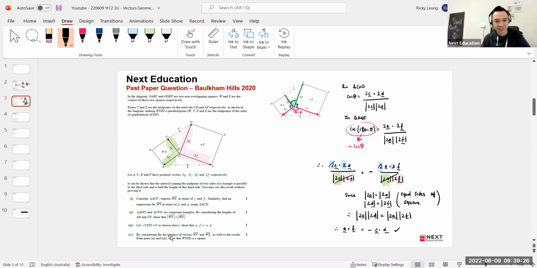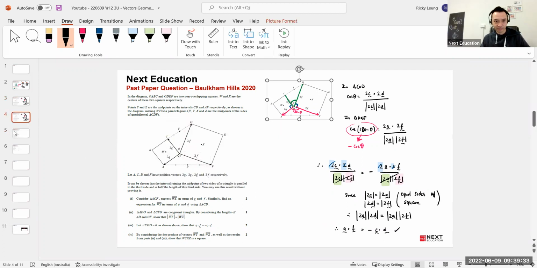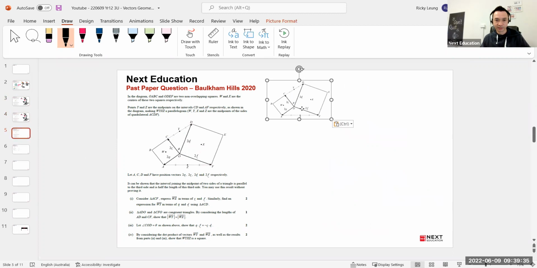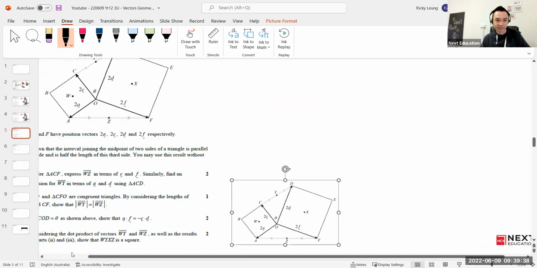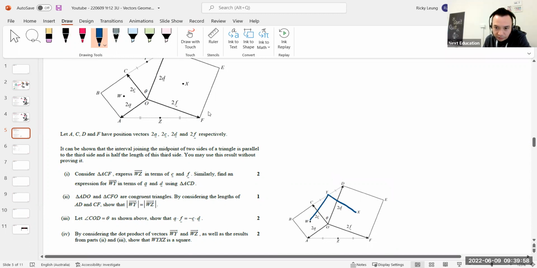I feel like I've run out of space again, so I'm just going to copy this guy. Next slide. Fresh diagram. All right, let's do it. Last question. By considering the dot products of WY and WZ, as well as the results from 2 and 3, prove that the quadrilateral in the middle there is a square.